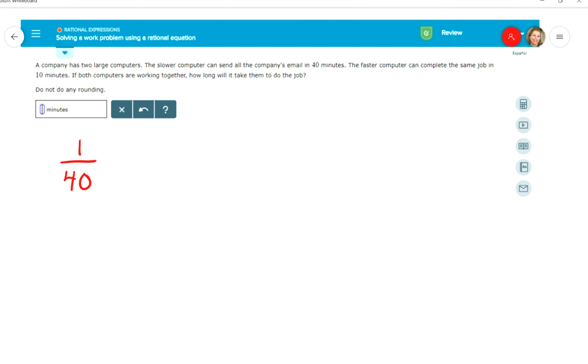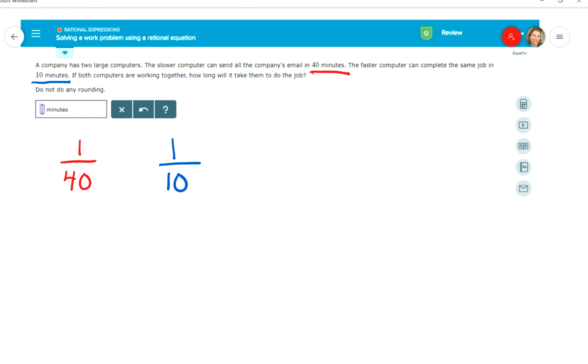But then you have the second computer. So here's the first one, 40 minutes. The second computer can do the same job in 10 minutes, moving a lot faster. So they can get the whole job done in 10 minutes, or you can say their rate of work is 1 out of 10. They'll get 1/10 of the job done in 1 unit of time, in 1 minute.